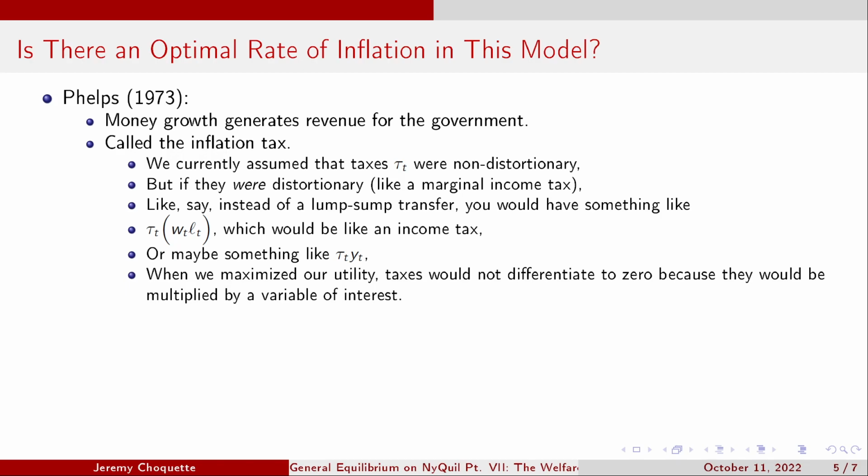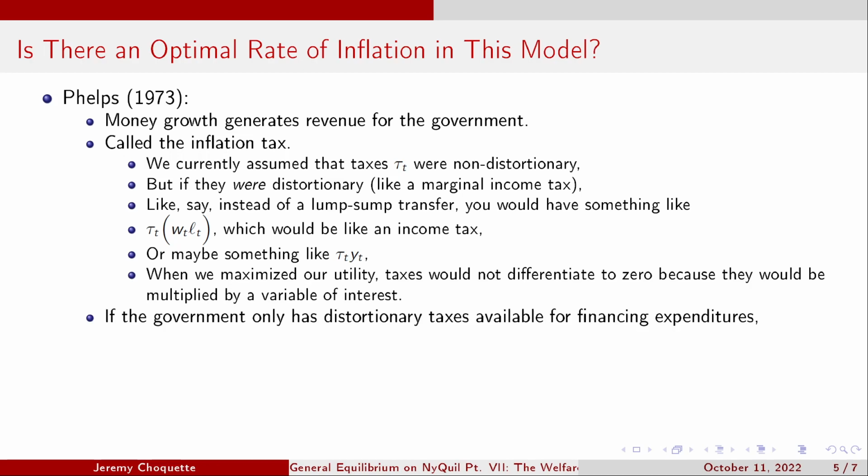When we maximize our utility, taxes would not differentiate to zero because they would be multiplied by one of the variables that we're interested in. So if the government only has distortionary taxes available for financing expenditures, right? What do I mean by that? Well, what I mean is that at the margin, tax rates are going to begin to matter.